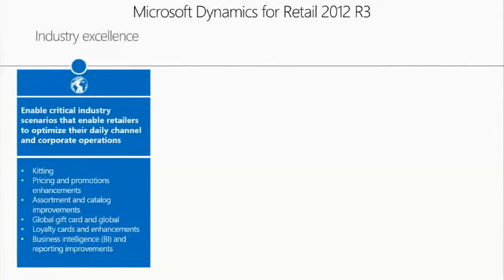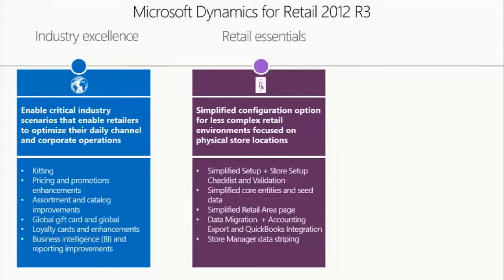And then as we go into the retail functionality, we've added kitting, a huge ask over the past few Convergences from you. We've added additional pricing and promotions, the ability to do better assortment and catalog functions, and then, of course, global gift card and loyalty. And then Retail Essentials, as I mentioned, easy setup. So we've followed a wizard way of setting up a store.